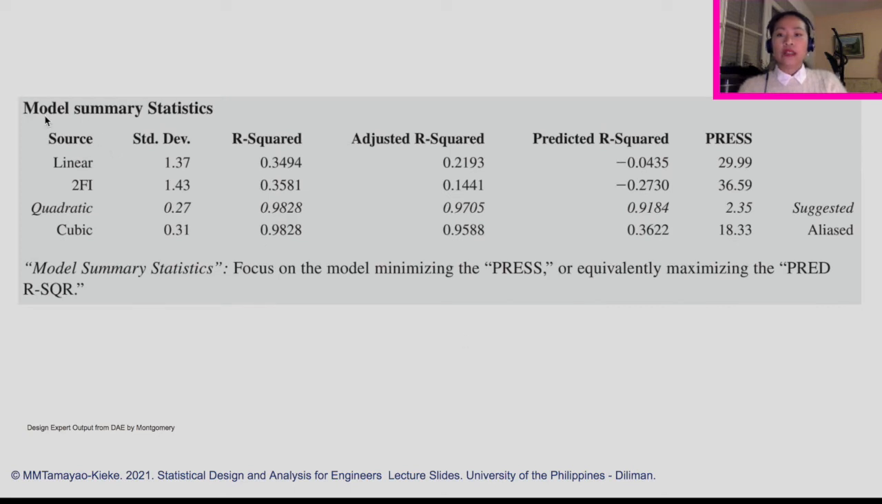Then this is the model summary statistics. As suggested here, we focus on the model minimizing the PRESS, or equivalently maximizing the predicted R squared. As we can see, the quadratic model has the highest predicted R squared.